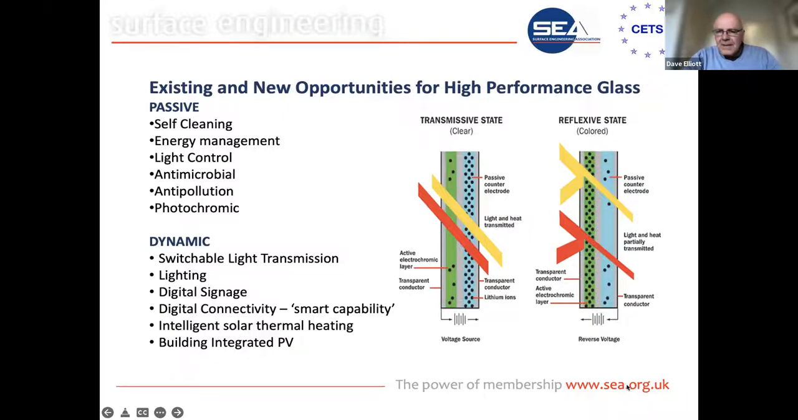As you can see on the little diagram on the right-hand side, you can have the glass in the transmissive state, or you can have it in the reflexive state. So the glass is clear, but then it becomes coloured and reflects the light. You can have digital signage, digital connectivity, or what they call smart capability, which is being developed. And also building integrated photovoltaics into glass. So there's a lot of exciting developments going on with glass at the moment.